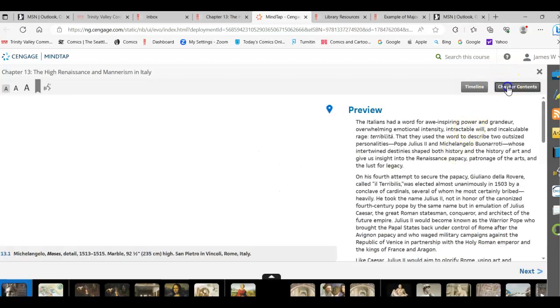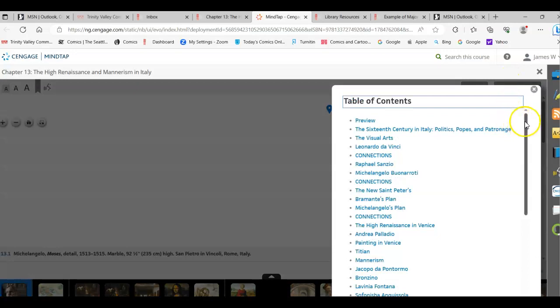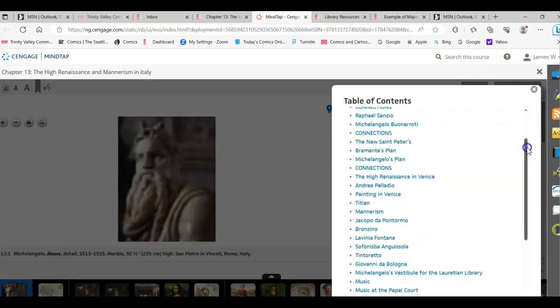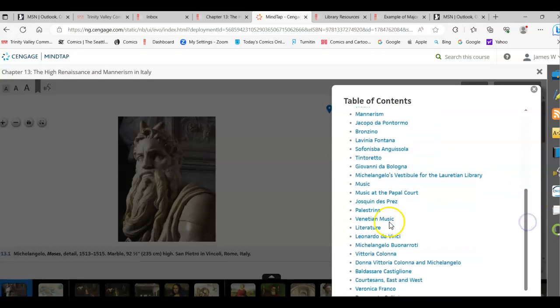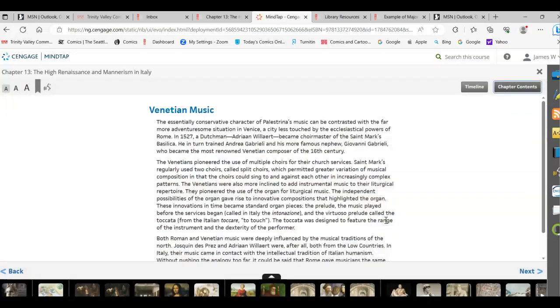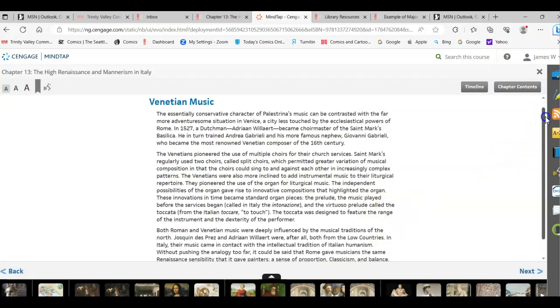There we go. When you look at the chapter contents, for instance, as we look here, you have Michelangelo's plan, you have the High Renaissance, painting in Venice, remember the School of Rome, and the style in Rome, the style in Venice. This will be a good chapter to look at and see those. The idea about music. Here's the Venetian music. Here's an overview about music and the music in Rome, the papal court music. Then you have the Venetian school. And here you have the details here that are offered about it.